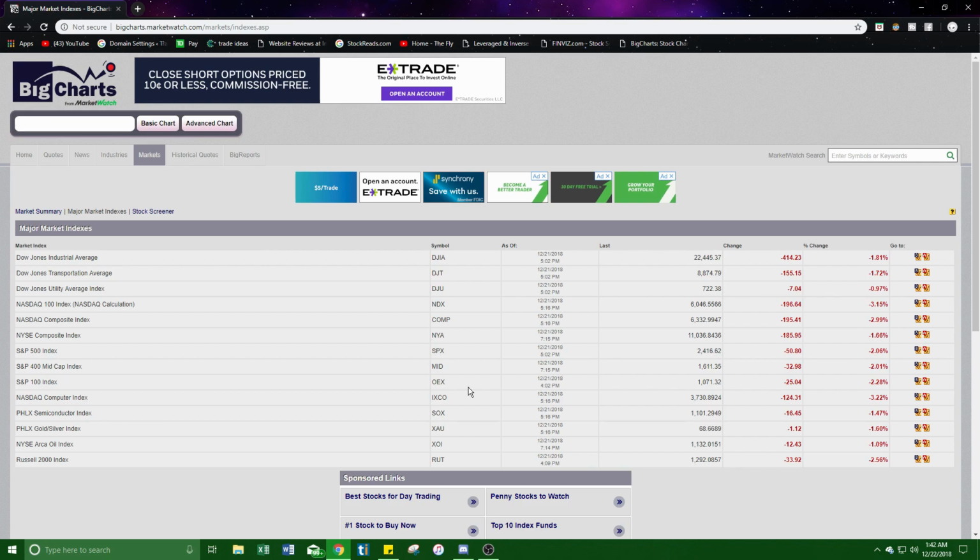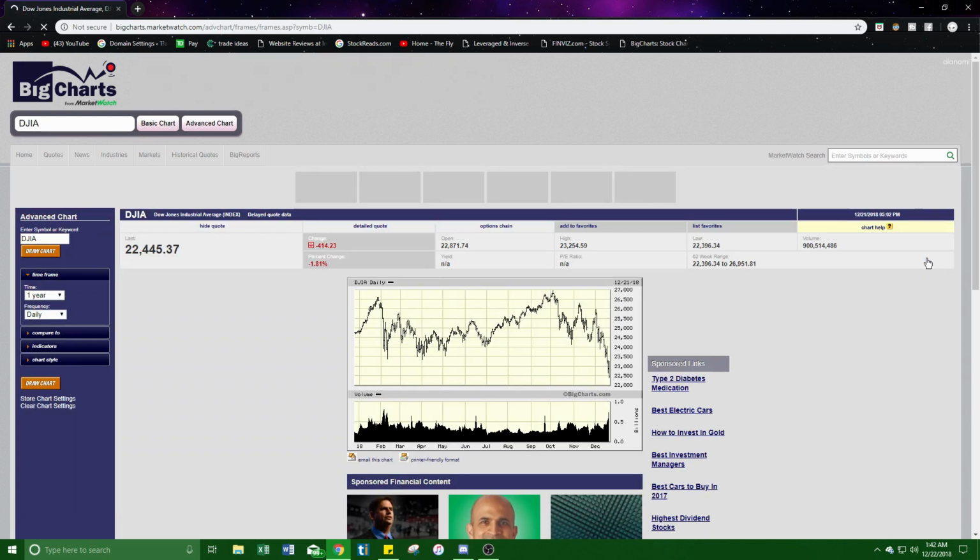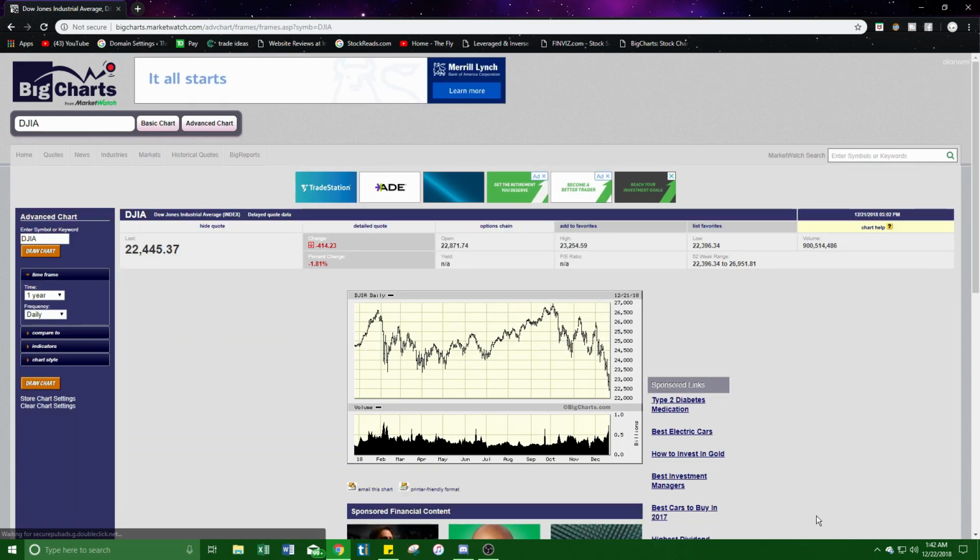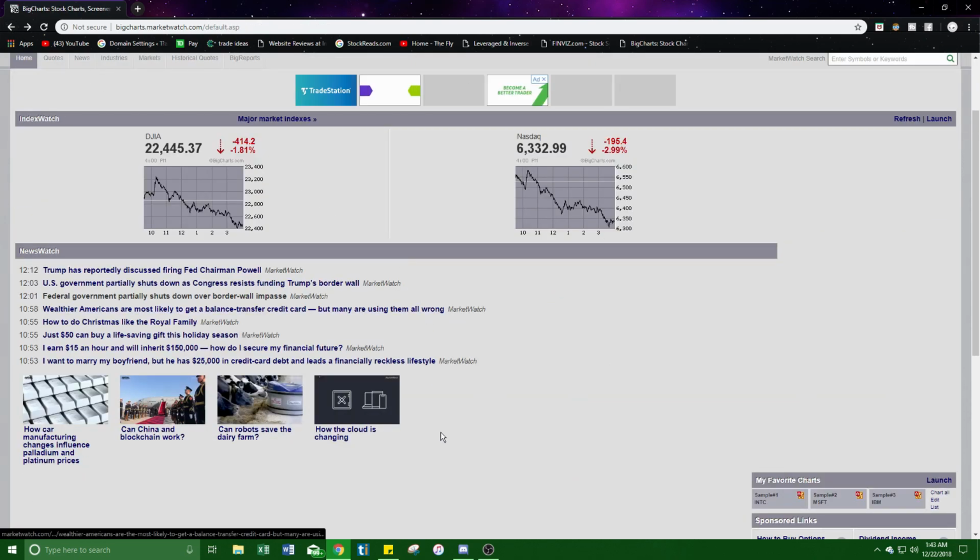It's got the symbol, as of the time, the date, the last, the change, the percentage change, and real quick, if you want it, you go to the basic chart or the advanced chart of it. And I'll just show you guys just by clicking on it. Same thing we just went over. I love BigCharts.com. This is an awesome site.